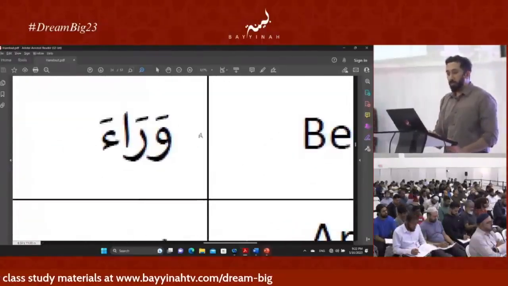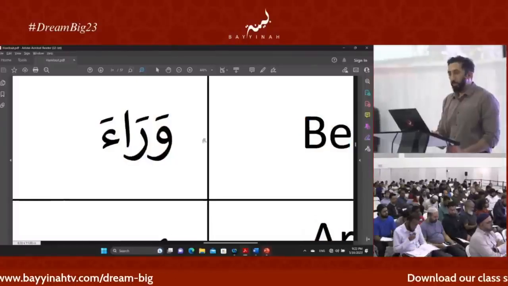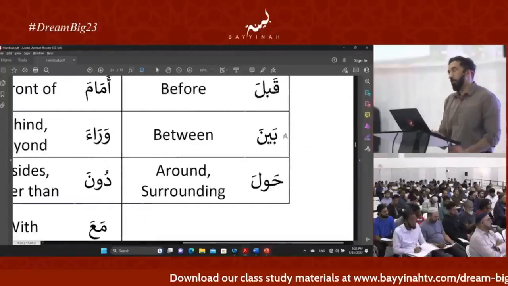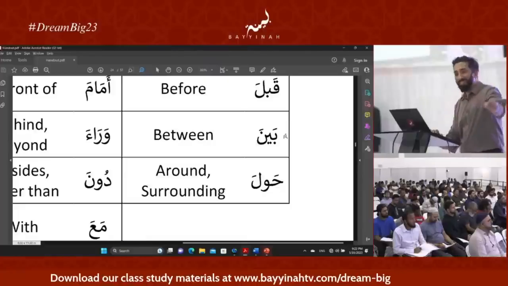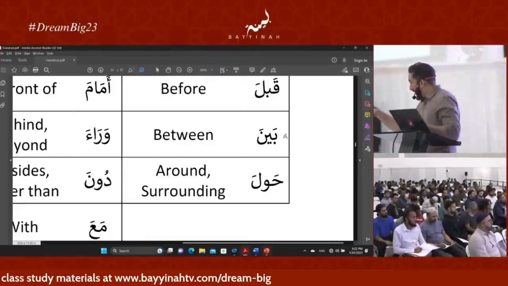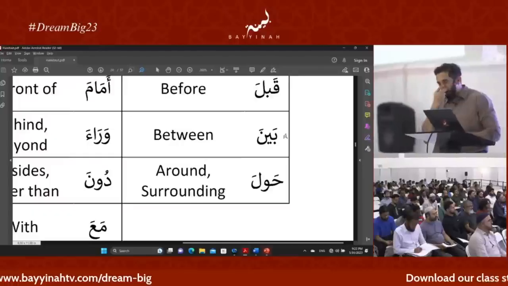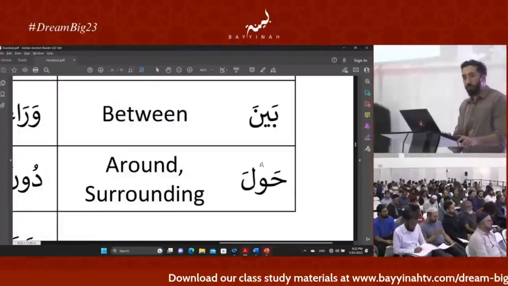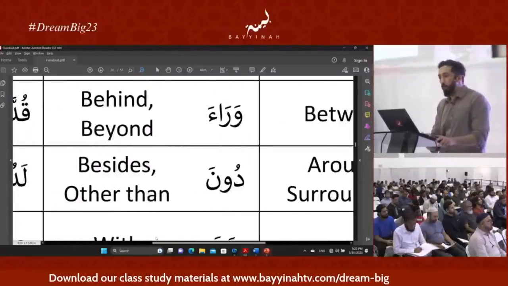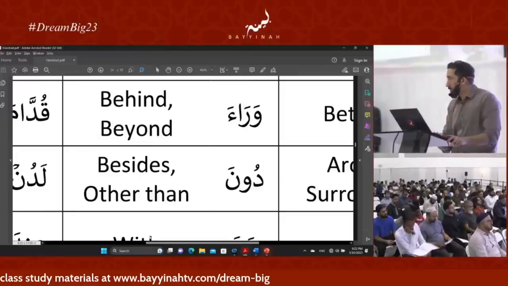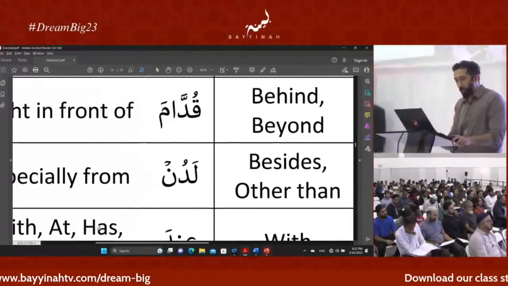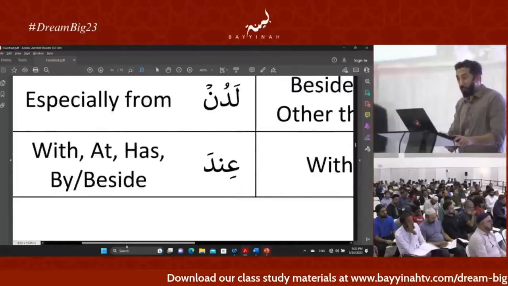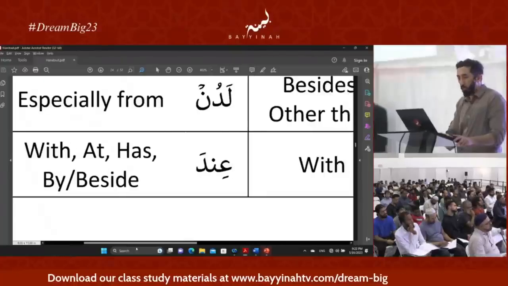وراء المسجد. What's وراء المسجد? Beyond the masjid or behind the masjid also. بين, let's say بين المسجدين. You see the ayud aini? Between the two masjids. حول المسجد, around the masjid. دون المسجد, besides the masjid. Okay, ladun we'll do later on. عند المسجد, at the masjid. It can also mean the masjid has, but I'll teach you that later on.